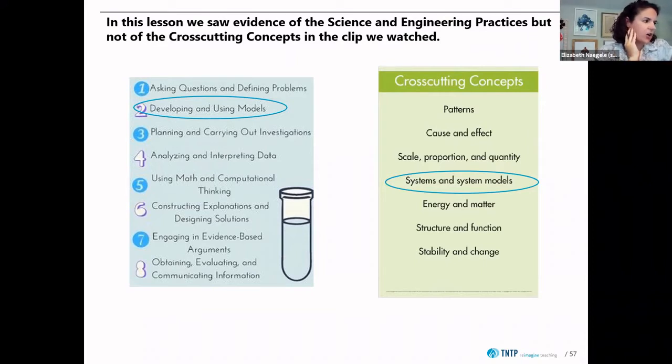As it says in the header here, we did see use of developing and using models. The students had models drawn before, and she referenced them and asked kids to expand on those. So I would give that a yes. This is circled: systems and system models. If you watch the full video, there is a pretty good discussion on systems and system models, but we did not see that in the chunk that we watched.